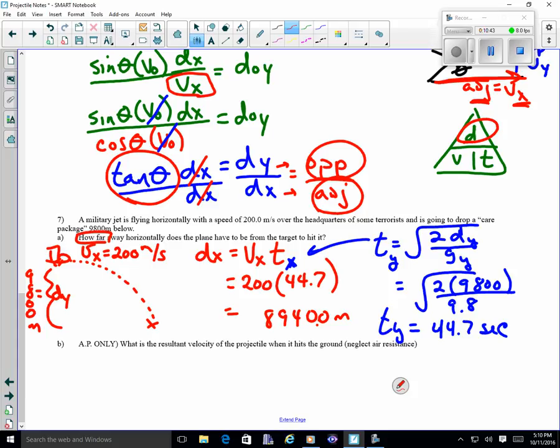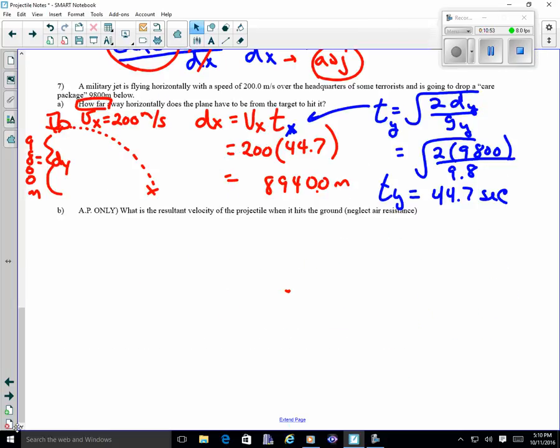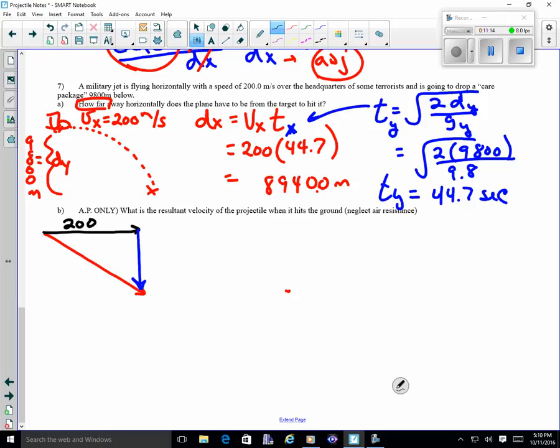Okay. Now for AP, it asks for the resultant velocity down here. This gets a little trickier. Because to get the resultant velocity, remember the resultant is going to come down here like this, but it's made out of two vectors, one going horizontally and one going vertically. Well, I know the horizontal vector never ever changes. That's going to be the 200. And now I've got to figure out how fast it is going vertically in the y direction.